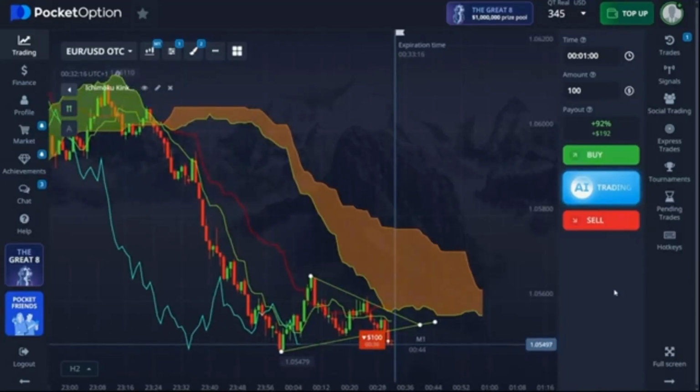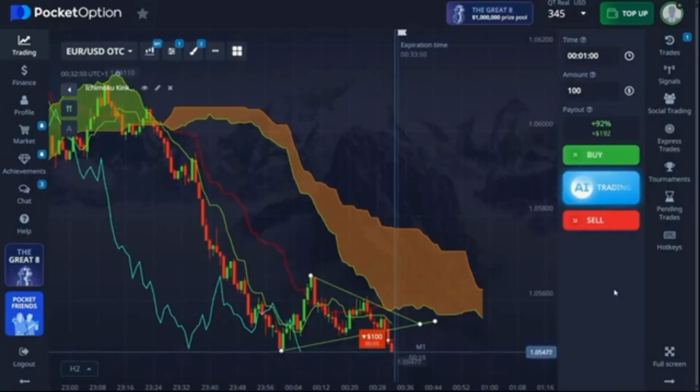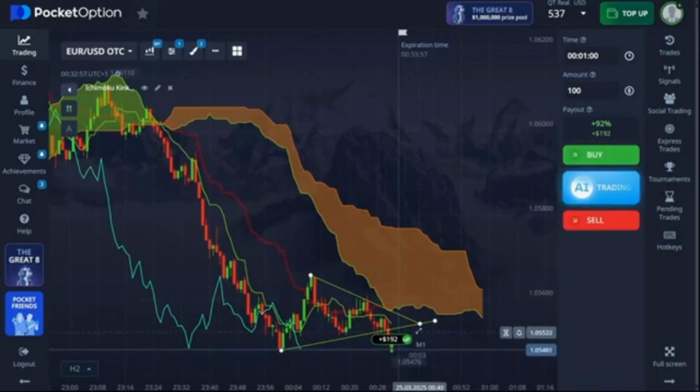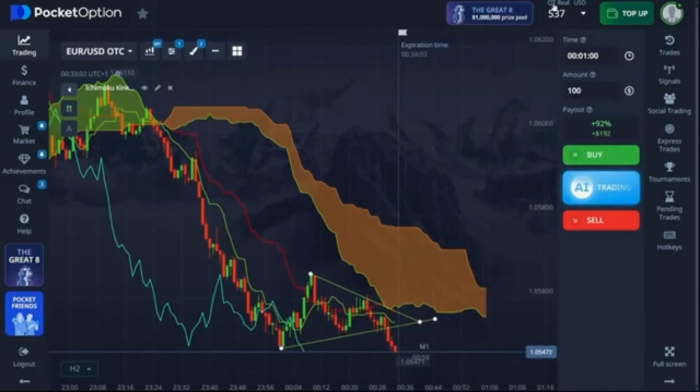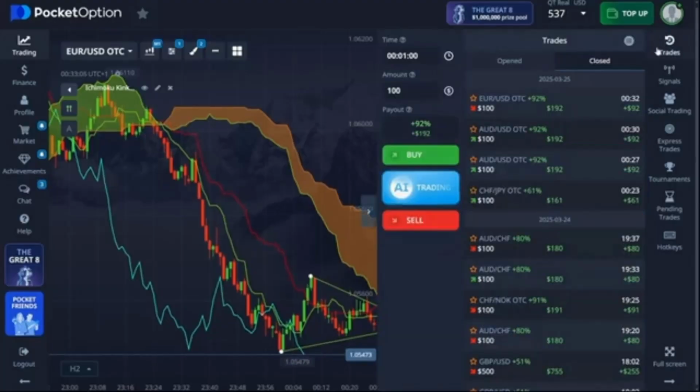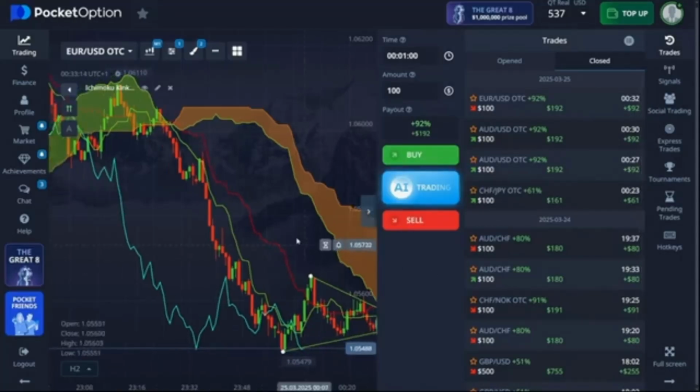I opened a sell trade, expecting a confident move down. As expected, everything played out perfectly. $192 profit, analysis was spot on. Now we're up by $337 in net profit. Here are all our trades, one after another, just like a blueprint. Everything worked flawlessly.